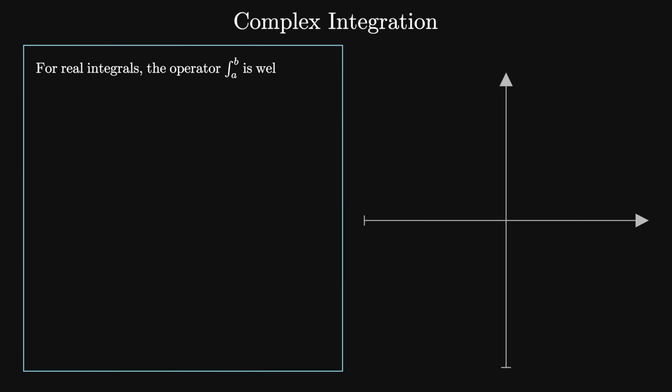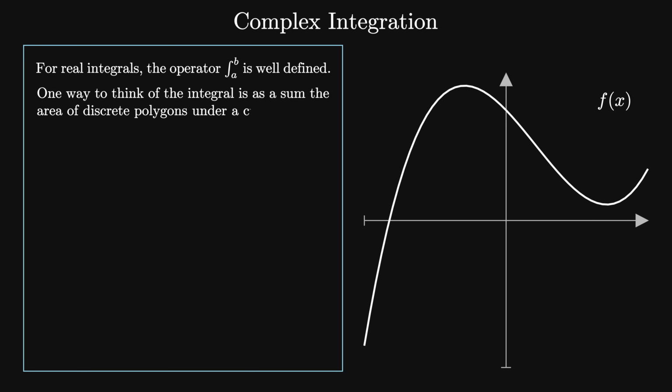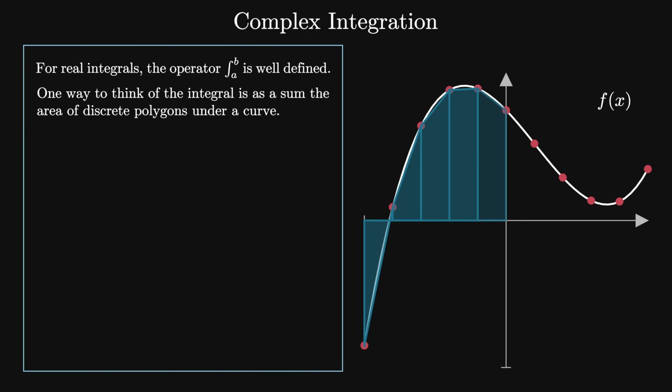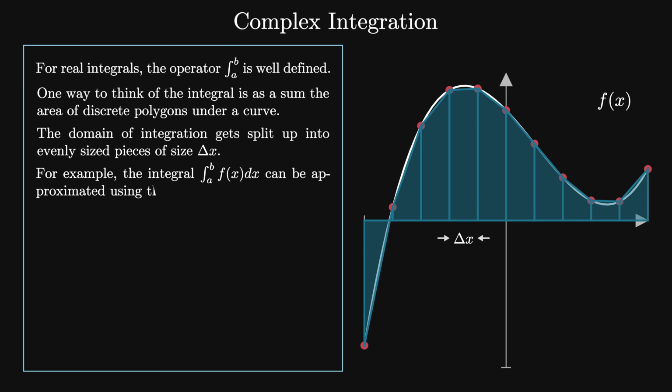For real integrals, the operator, the integral from a to b, is well defined. One way to think of the integral is as a sum of the area of discrete polygons under a curve. Typically, the domain of integration gets split up into evenly sized pieces of size delta x. For example, the integral from a to b of f of x dx can be approximated using the trapezoid rule, also called the midpoint Riemann summation rule.